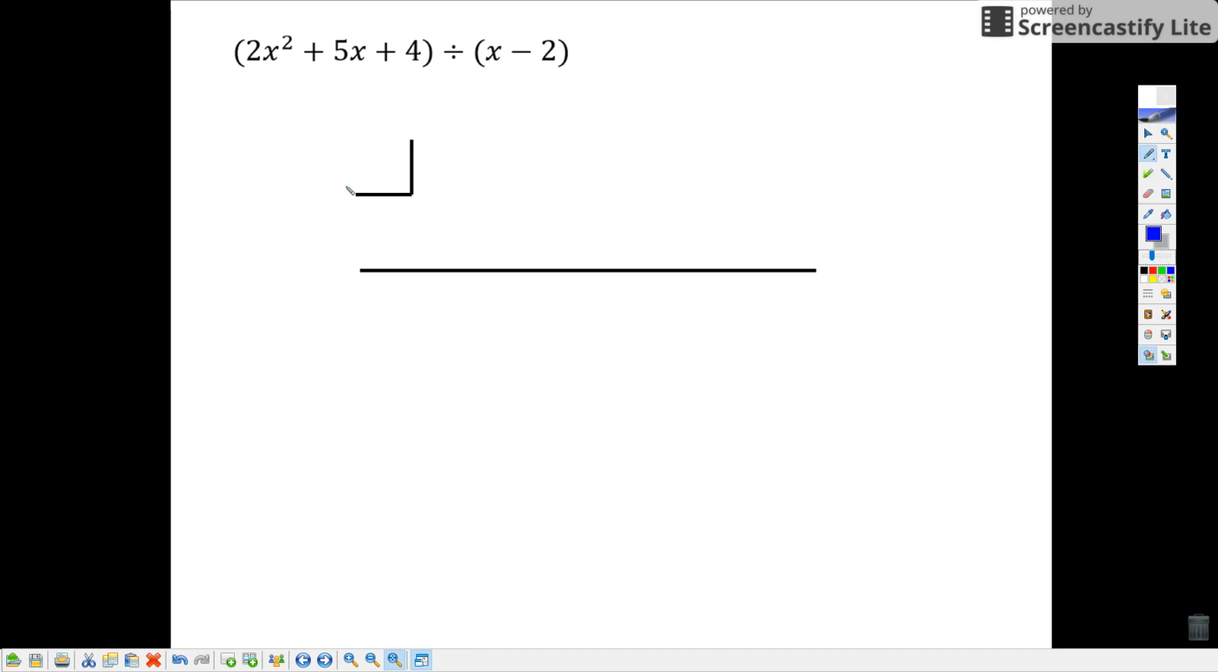First thing you need to do is figure out what number goes inside the box. And you always do the opposite number of what's in the divisor. So we have a -2 in the divisor, so I change that to a +2.